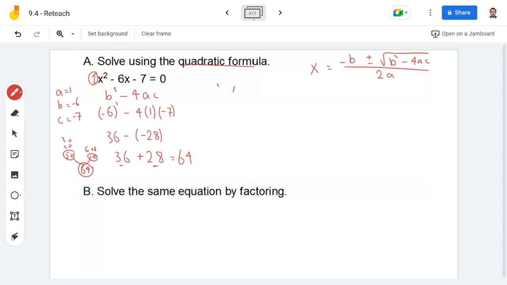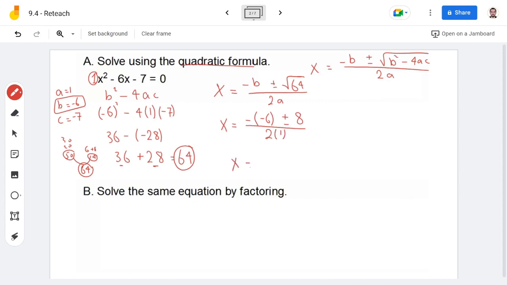Now let's apply the formula. x equals negative b plus or minus the square root of what? Square root of 64. So we write square root of 64 over 2 times a. So x is equal to negative b, b here is given as negative 6, plus or minus. What's the square root of 64? Square root of 64 is 8, over 2 times a, which is 1. Now let's simplify this one. Negative with negative will be positive 6, plus or minus 8 over 2.